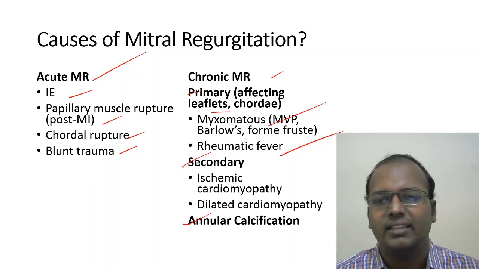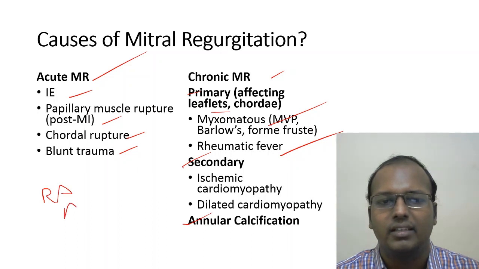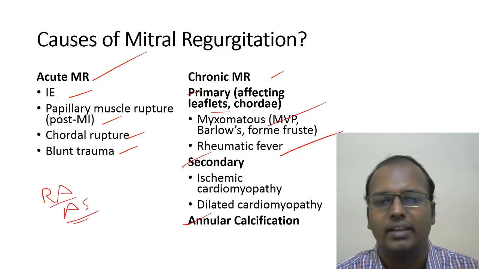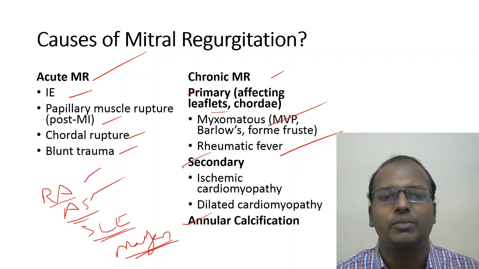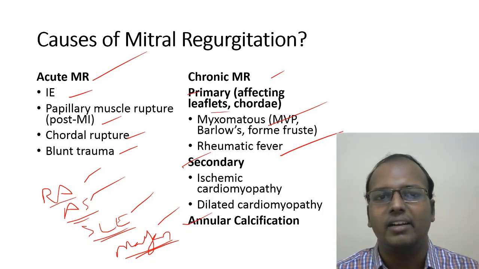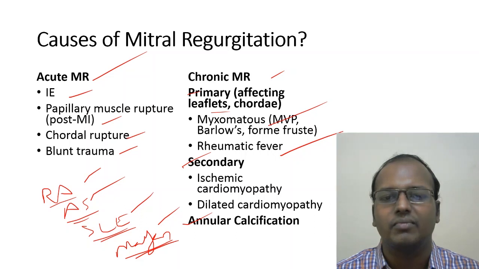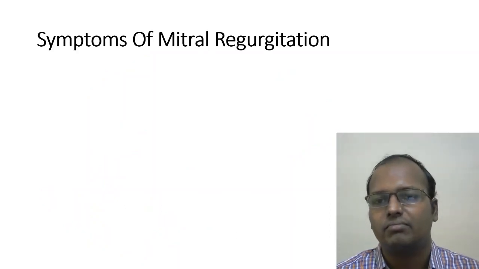Other causes, connective tissue causes, can also lead to mitral regurgitation, which include rheumatoid arthritis, ankylosing spondylitis, systemic lupus erythematosus, and Marfan syndrome. Rheumatoid arthritis, ankylosing spondylitis, SLE, and Marfan syndrome. So these are the conditions that can also cause mitral regurgitation. Understood? Okay. So what are the symptoms of mitral regurgitation?